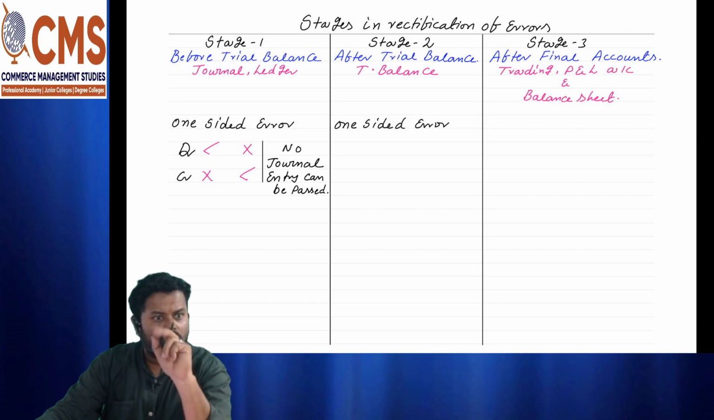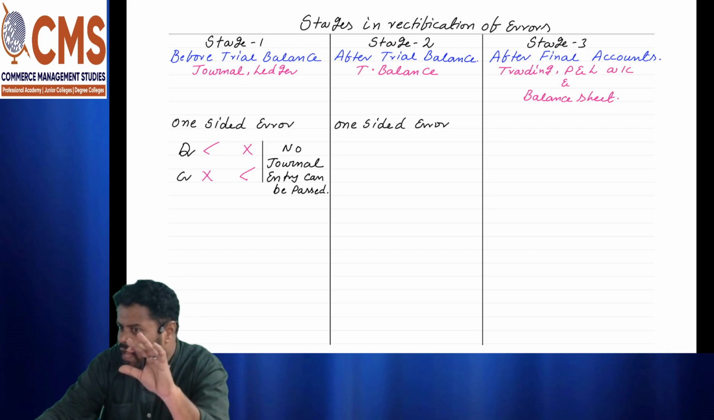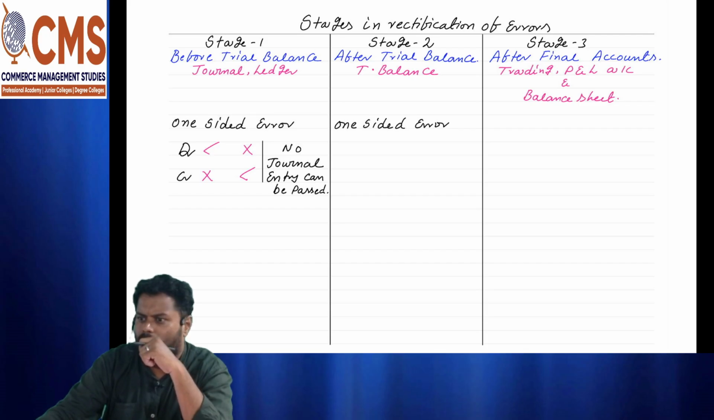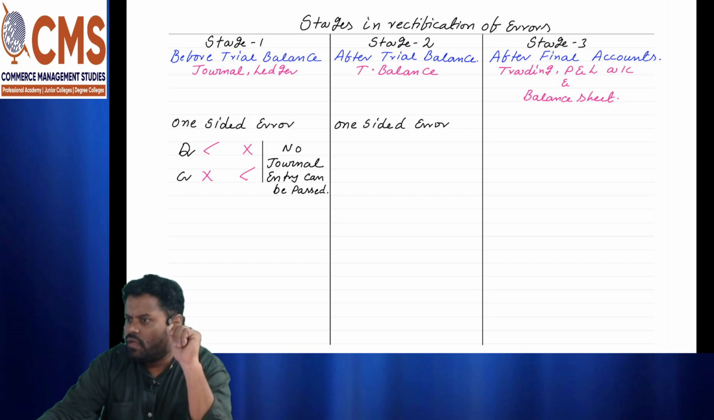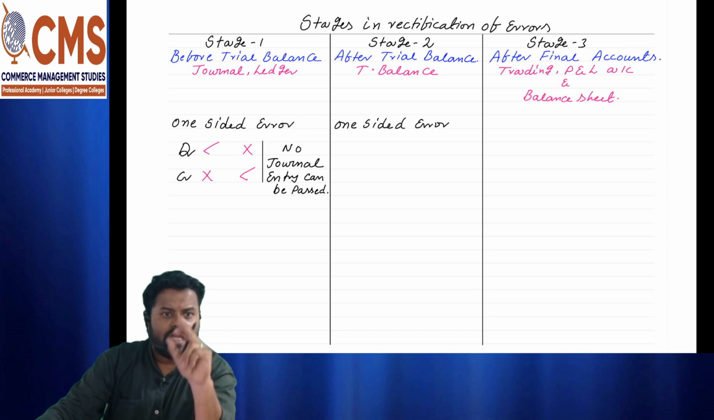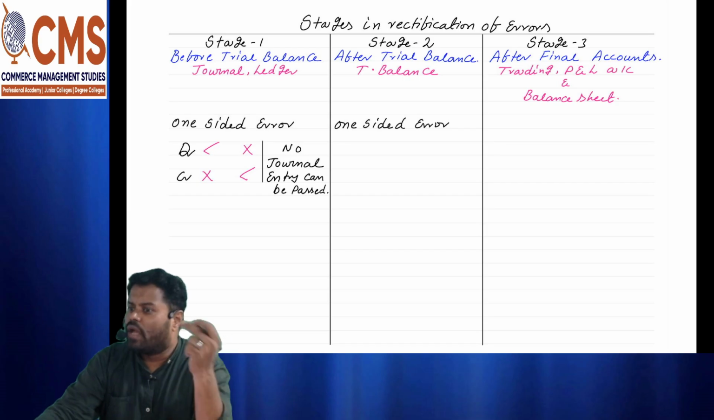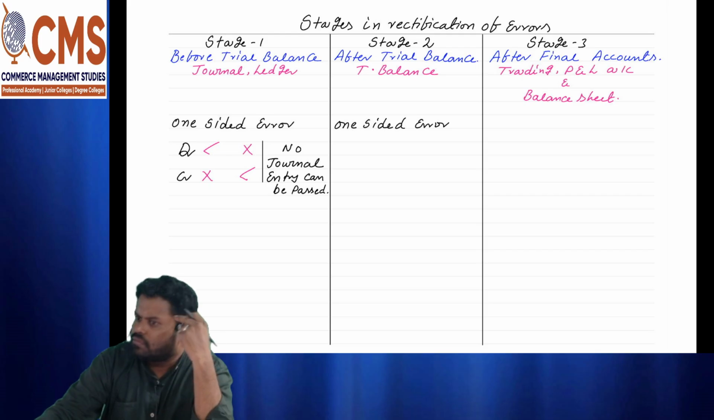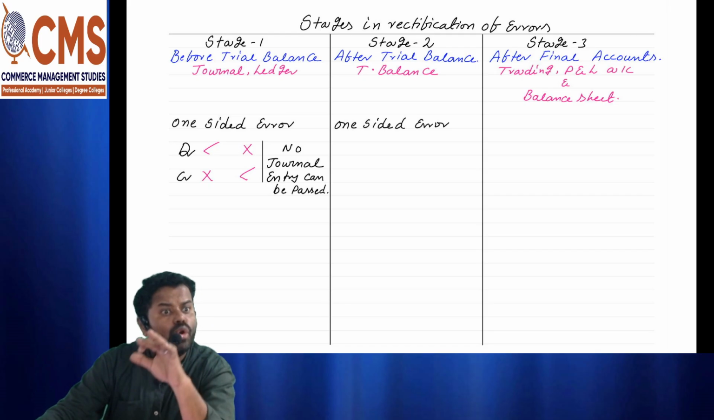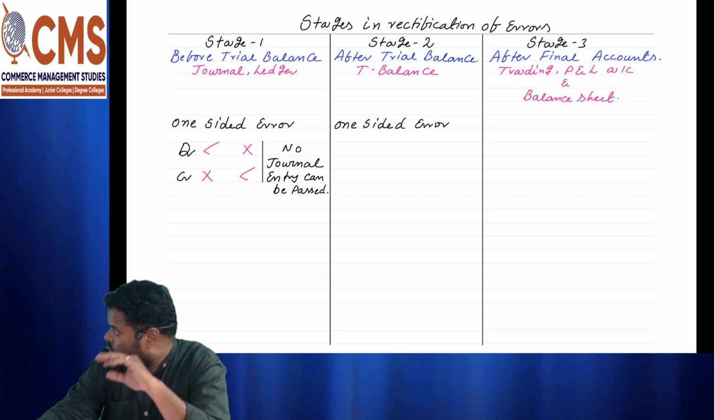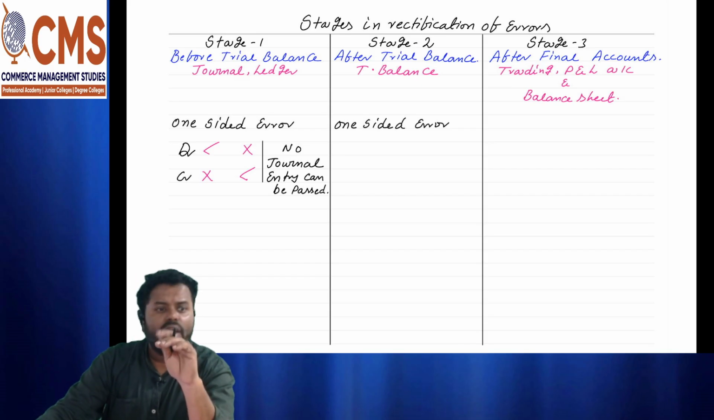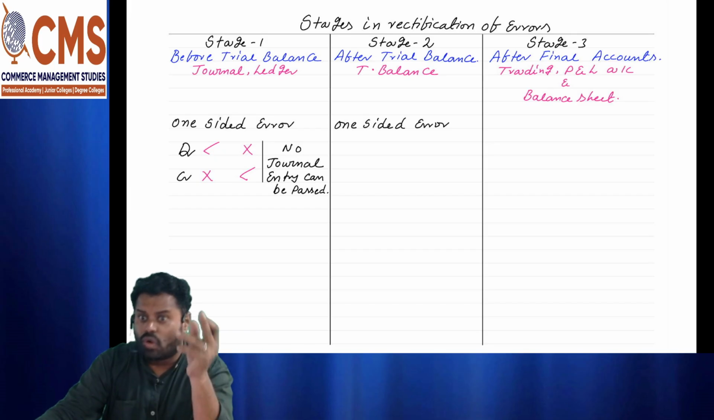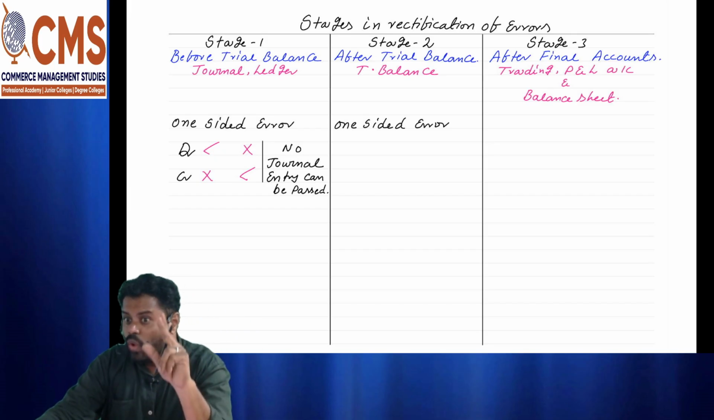And imagine, if the purchase account is overcasted by 10,000, can you write a journal entry? The purchase account is overcasted. The purchase account shows a debit balance, and a 10,000 excess amount is there. I have to credit the purchase account. What is the corresponding debit that you will get? Can I write anything in debit? No. So in a one-sided error, where only one account is wrong, the other account is perfect, nothing goes wrong.